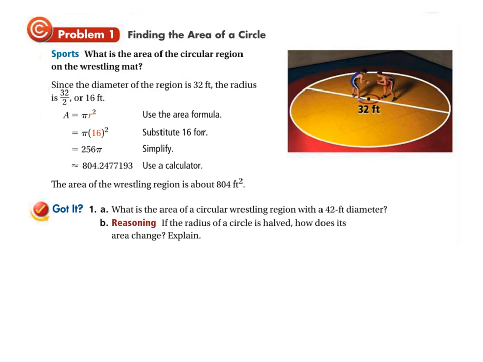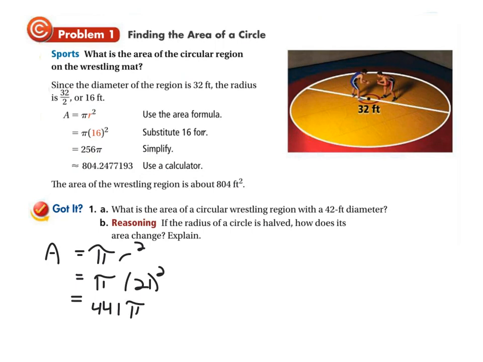Okay, so we want to use the area of a circle formula. Area equals pi times the radius squared. Now they gave us a diameter of 42. We have a radius then of 21, half of that amount. So we say pi times 21 squared. I happen to know that that's 441, so we get it equal to 441 pi.